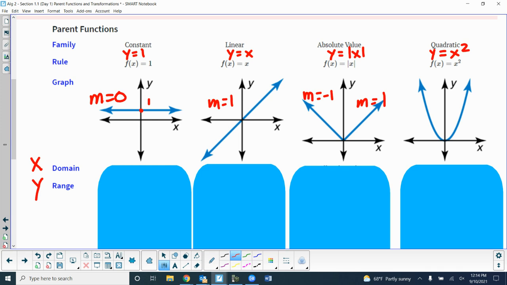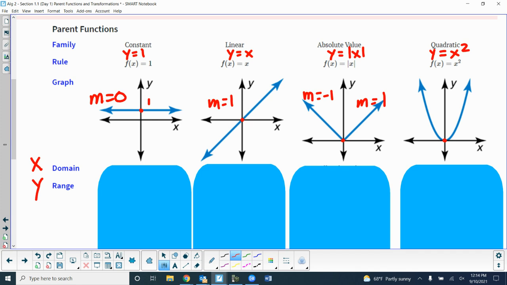And we don't have a slope on a parabola, right? We have that curved graph. But we have y-intercepts on all of those, don't we? So you should know what the y-intercept is. These three are all the same y-intercept. All at the origin at 0, 0 for our parent function, what it looks like.